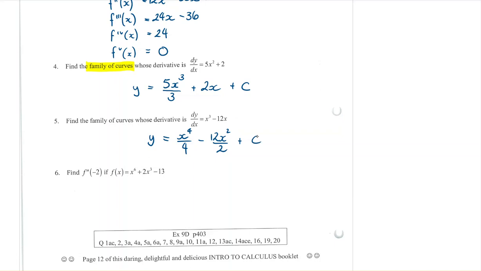Now, we can just tidy up that middle term there. That's y equals x to the power of 4 over 4, 12 divided by 2 makes 6x squared, plus c, just to make it a little bit nicer.